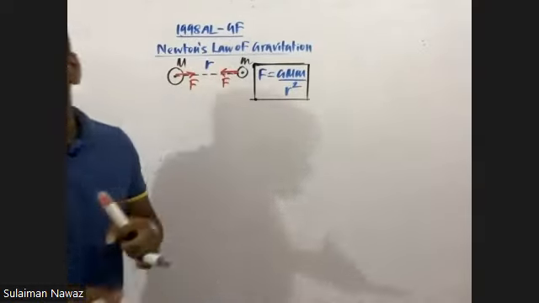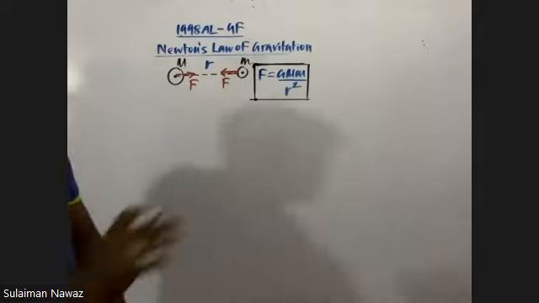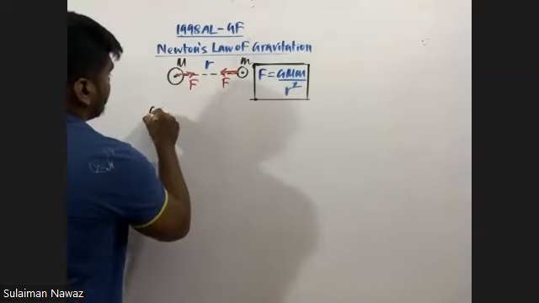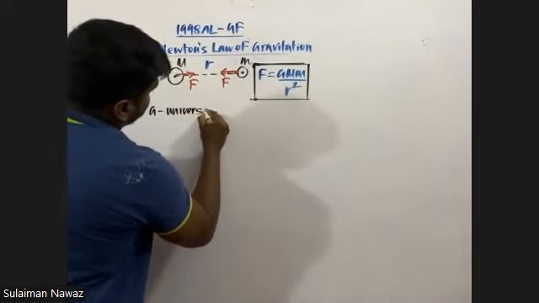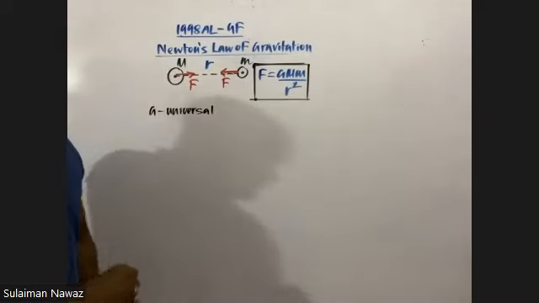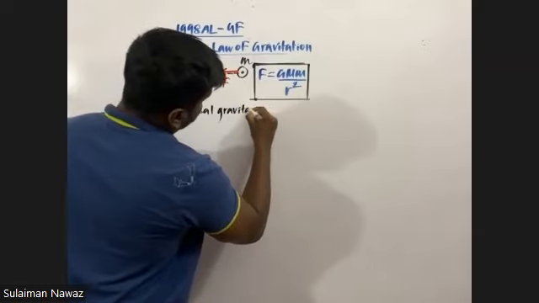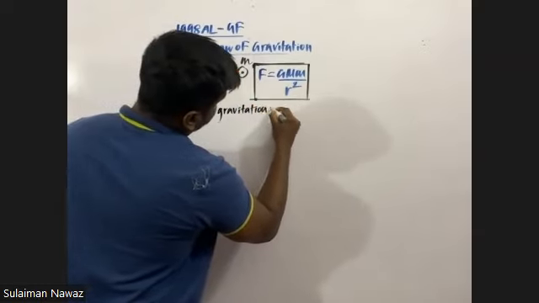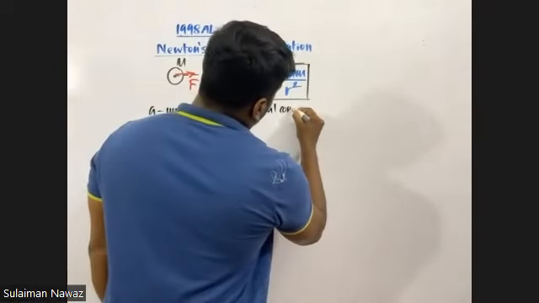Then you want to define the terms. What is capital G? Here capital G means the universal gravitational constant. Capital G, universal gravitational constant.